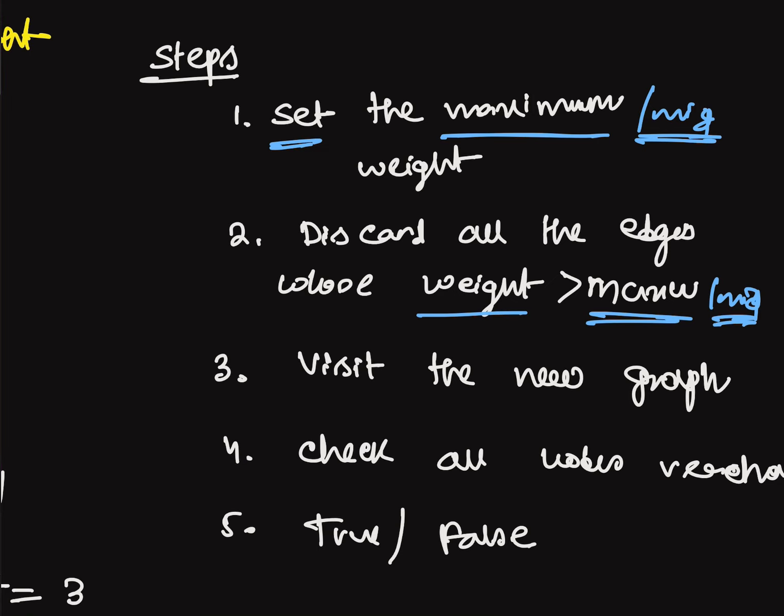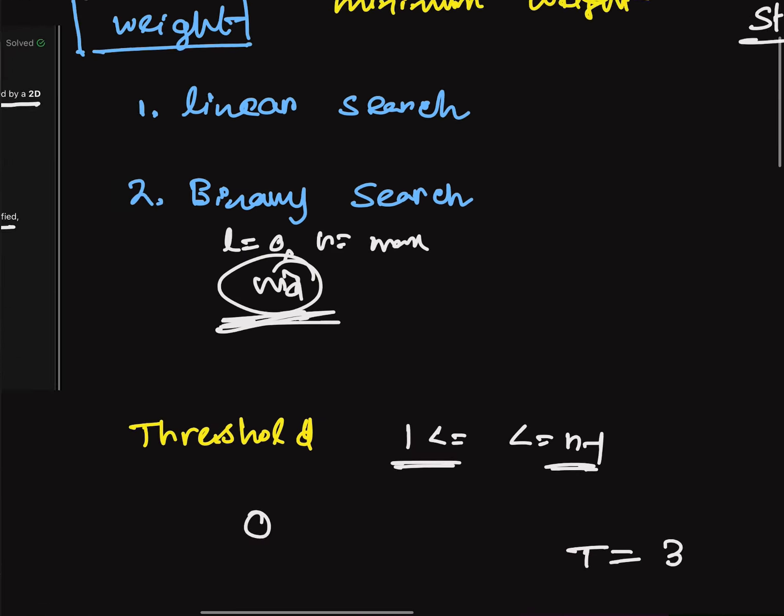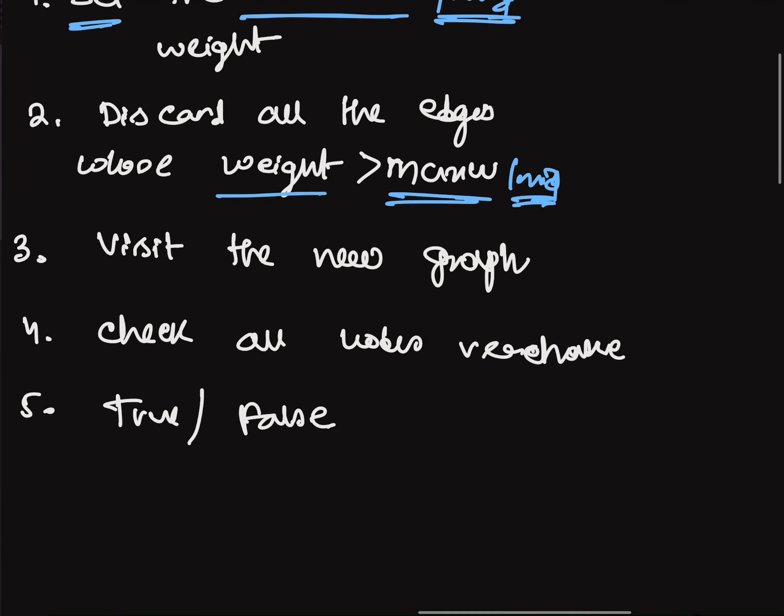Now I will visit the graph. By this visitation, what will I check? They mentioned in the first condition that there should be at least one path reaching 0 from all other nodes. So I will visit the resultant graph and check whether all nodes can reach 0 or not. It will return true or false.